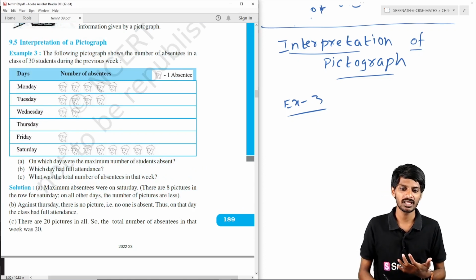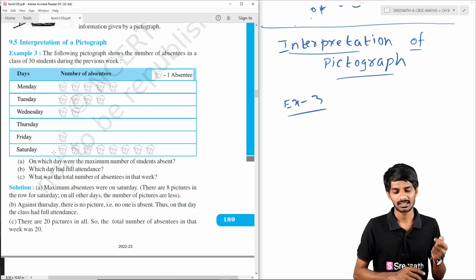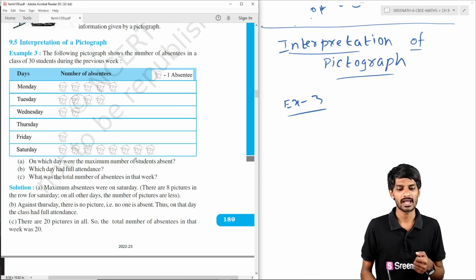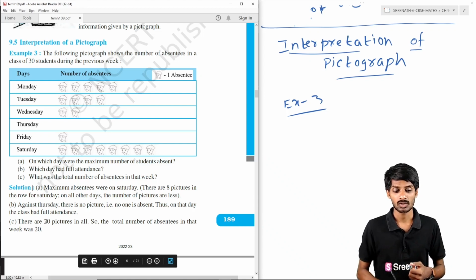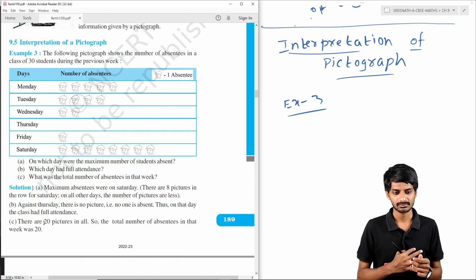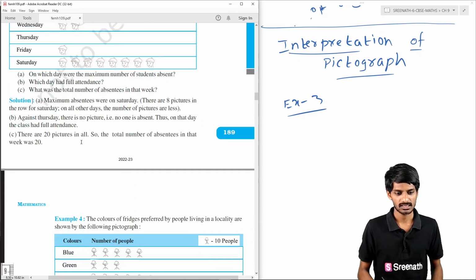And next thing, what is the total number of absentees in that week? So in that week, how many absentees are there? The total is 5, 4, 5 plus 4 is 9, 9 plus 2 is 11, 11 plus 1 is 12, 12 plus 8 is 20. So there are 20 absentees in that week. Okay students, like that.